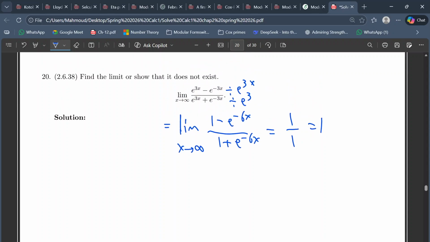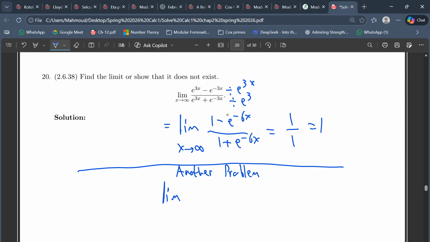Now I will give you another problem similar to this, because I need you to be careful about something here. Another problem. Now we have the limit as x goes to where? Minus infinity. Same problem, but x goes to minus infinity: (e^(3x) minus e^(-3x)) over (e^(3x) plus e^(-3x)). How to solve this one now, as x goes to minus infinity?